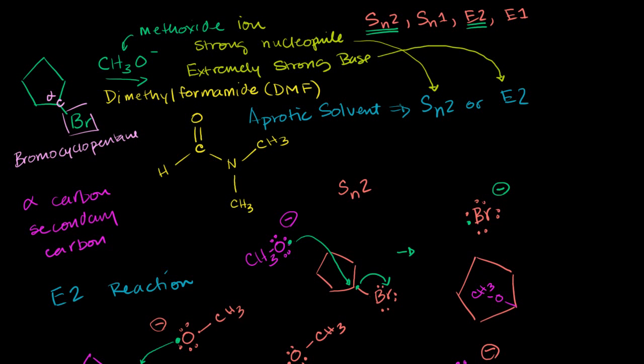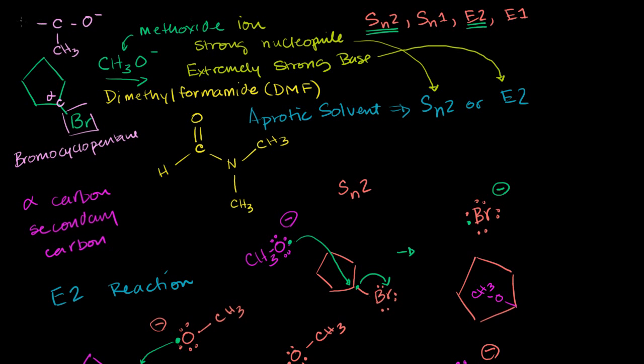What I want to do in this video is think about what type of reaction we might have if we have ingredients very similar to what we saw in the last video. But instead of our nucleophile or our base being methoxide, it's going to be something slightly more involved. So it's still going to have the O minus, but it's going to be bonded to a carbon, which is then bonded to three methyl groups.